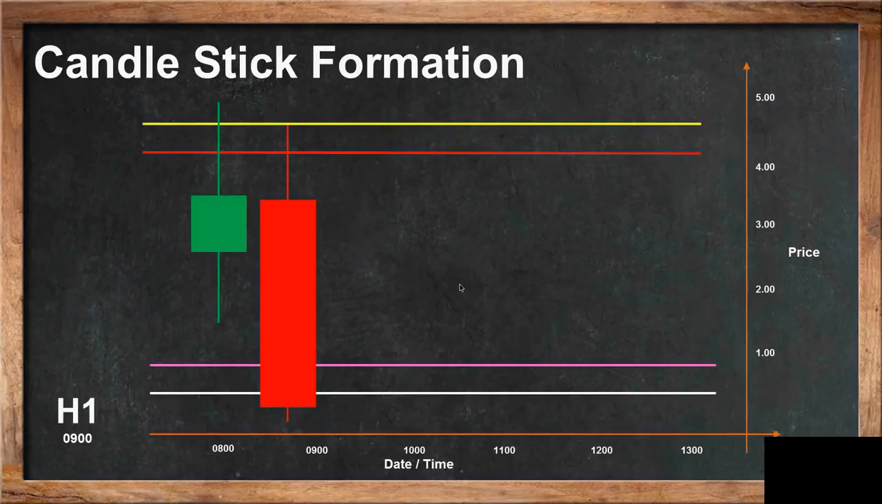So we have two sets of candles here. We have the buy candle that opens at the bottom and closes at the top, and then we have the sell candle that opens at the top and closes at the bottom.